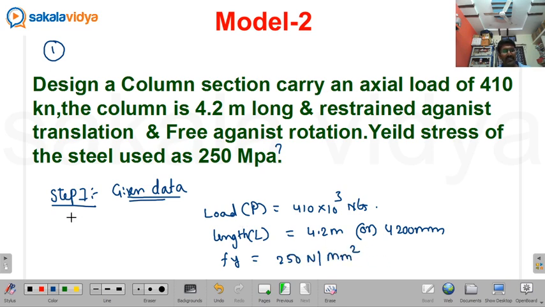And also the condition is given. What is that condition? Translation is restrained at one end, at the other end rotation is free. Rotation is free. So what is the first step? Step number 1, given data.